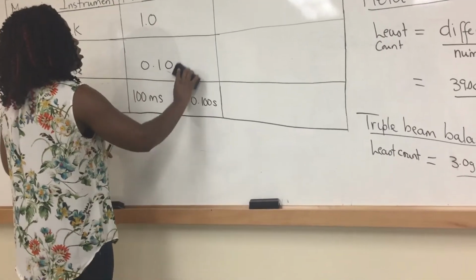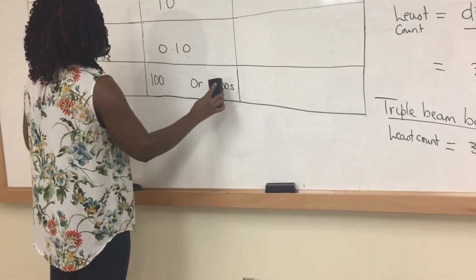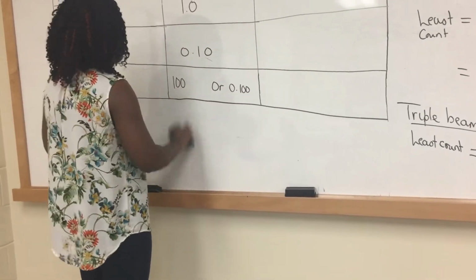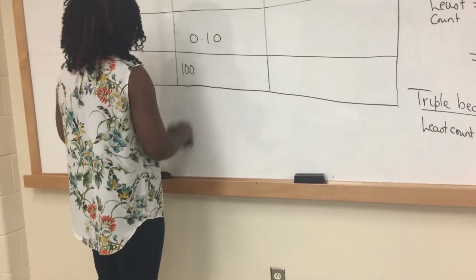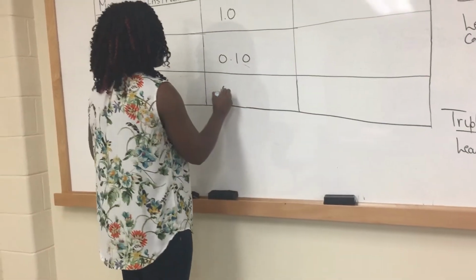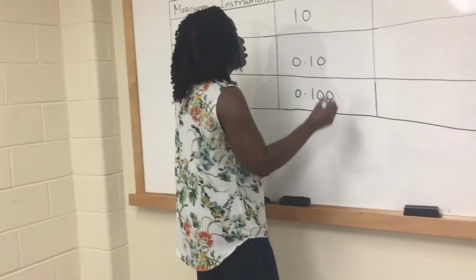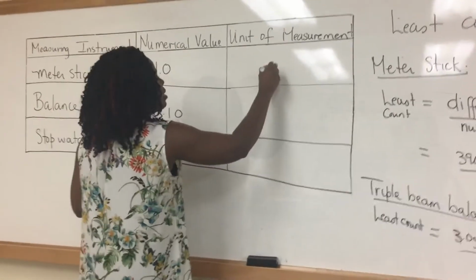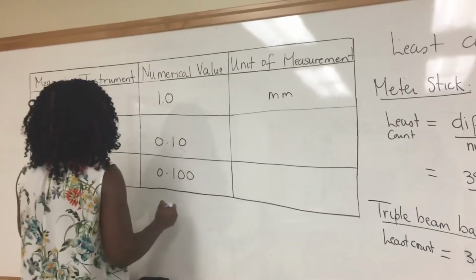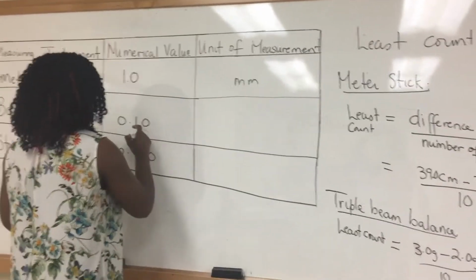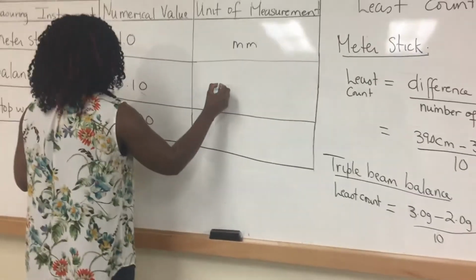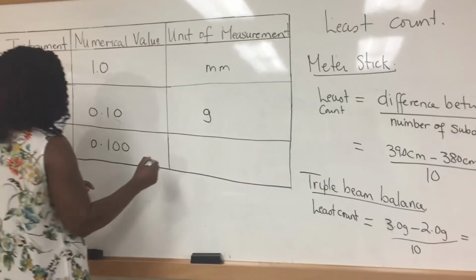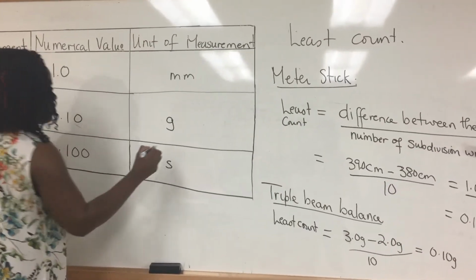All right, so here we have least counts. Here we're just going to put the numbers, and over here we need to put the unit of measurement. So for the meter stick the unit would be the millimeter. For the triple beam balance, the unit would be grams, and for the stopwatch, the unit would be seconds.